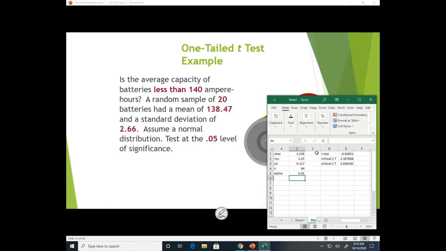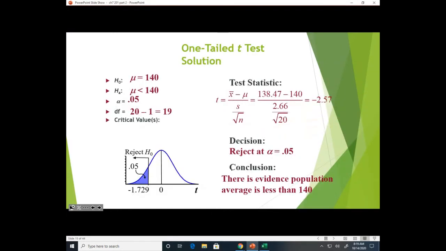So here's our calculator again. In this case, our x bar sample mean is 138.47 ampere hours. Mu is 140. Standard deviation is 2.66. Sample size of 20. Alpha of 0.05. So we get a t statistic of 2.5 and a critical value of 1.72. So based on our test, we can reject the null hypothesis.